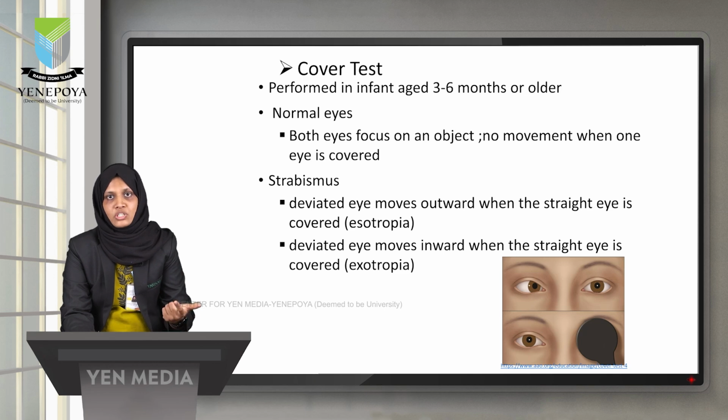But in the first picture, we can see that if we occlude one eye, the other eye moves inward or outward, which means strabismus is present. It is esotropia or exotropia. If the eye moves inward when the straight eye is covered, it is called esotropia. If the eye moves outward when the straight eye is covered, it is called exotropia.